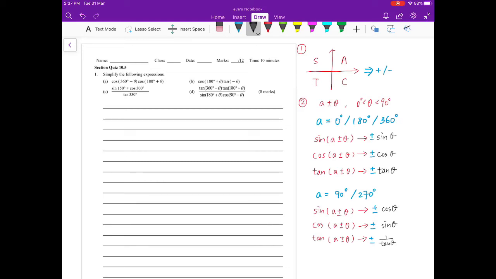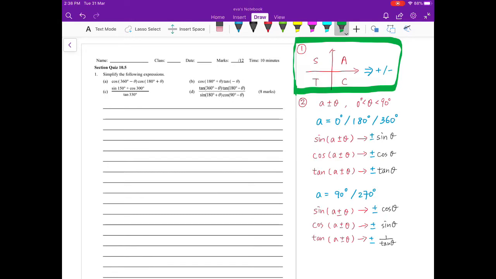Today I'm going to tell you how to do this session quiz 10.5. In this session quiz, first of all, you need to know what is going to be tested in this quiz. First thing, you need to know the CAST diagram, which tells you sine, cosine, and tangent are positive or negative in each of the quadrants.